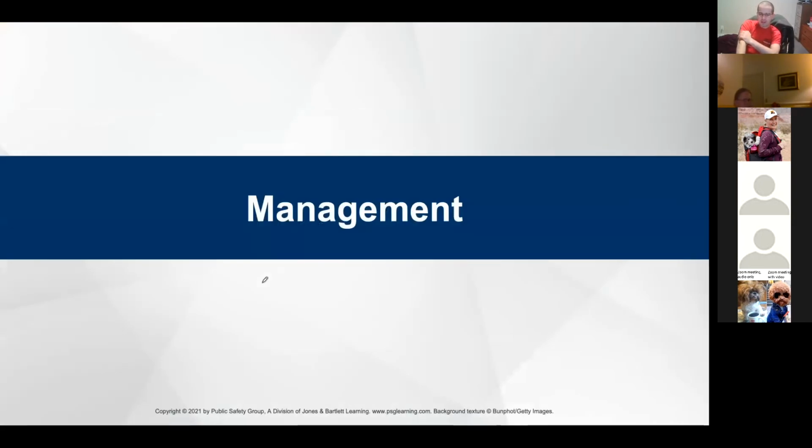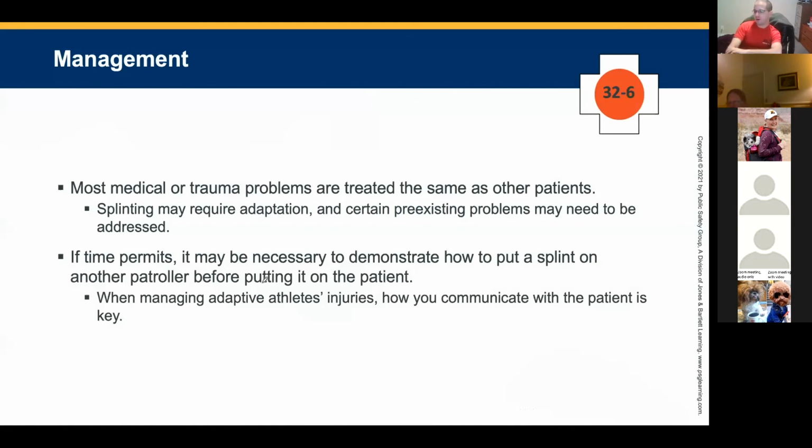So let's talk about managing these individuals, shall we? Most medical or trauma problems are treated the same as other patients. Splinting may require adaptation, and certain pre-existing problems may need to be addressed. If time permits, it may be medically necessary to demonstrate how to put on a splint on another patroller before putting it on the patient. In managing adaptive athletes' injuries, how we communicate is key.